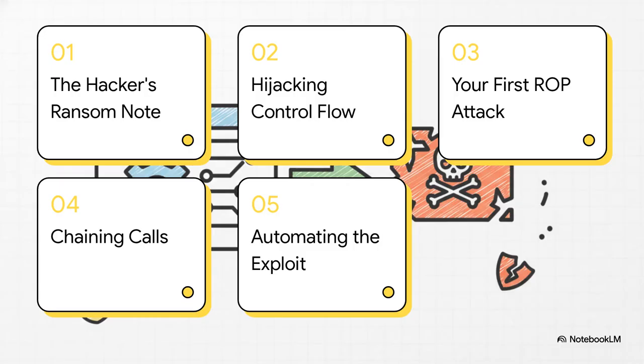All right, so here's how we're going to tackle this. First up, we'll get into the why, like what problem does ROP even solve for an attacker? Then we'll dive into the how, really looking at the nitty-gritty of hijacking a program. From there, we'll actually build our very first attack. Then we'll level it up by chaining actions together. And finally, we'll see how modern tools automate this whole thing, making it a serious real-world threat.